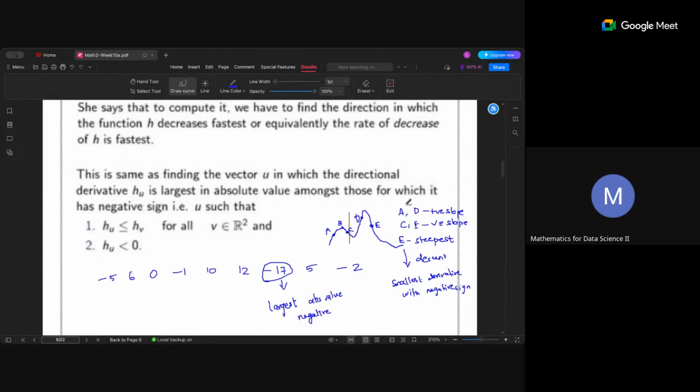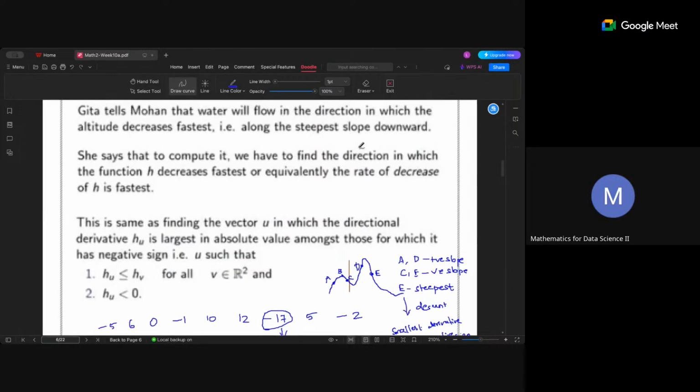Now that is the same thing we are looking for here also. You want to find the direction where you have the steepest slope downward. So for that, you are going to consider the directional derivative which is the smallest, with negative sign. Now is that okay? Clear? Yes, ma'am. At point B you say negative slope, right? Negative slope, not negative differentiation.